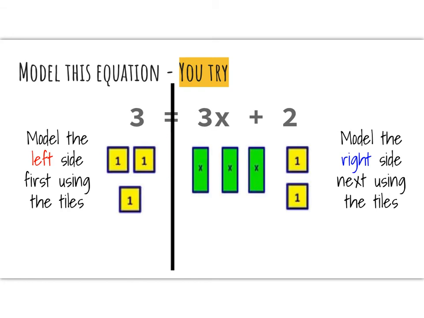Alright, you should get 3 squares on the left side. On the right side of the problem, you should have 3 x's and then 2 positives. So 3x, 2 positive.